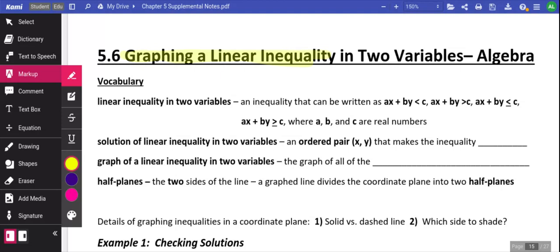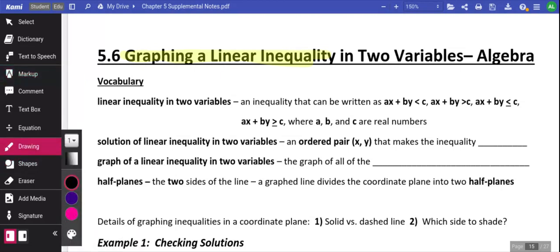I know there's some other stuff in this packet, but we're going to skip all that linear programming stuff. So we have to learn how to graph one linear inequality. So we're going to do that today. So let's go through some definitions here.